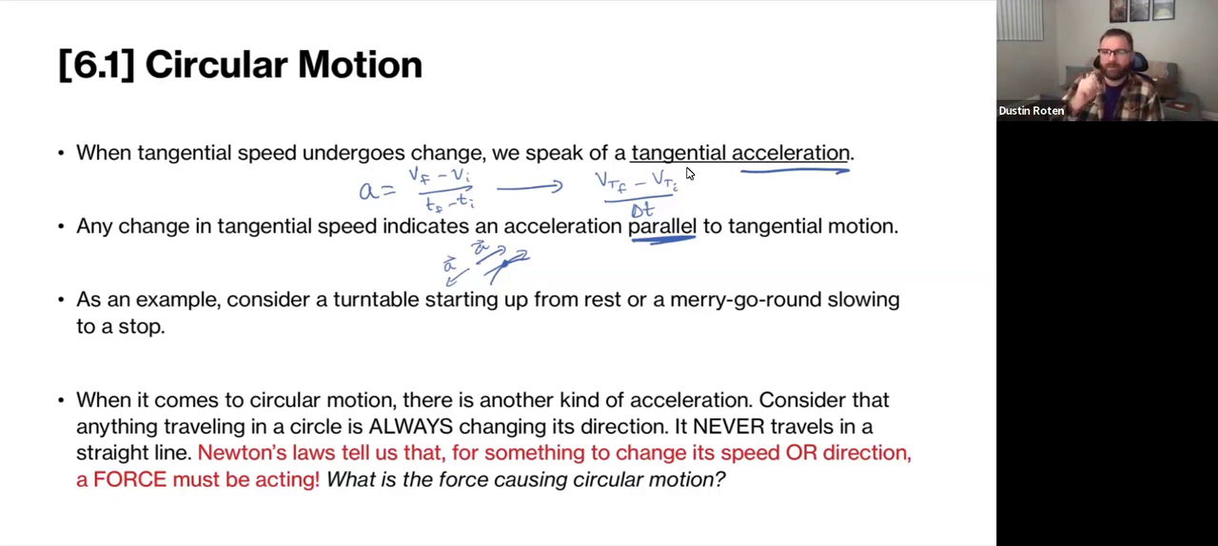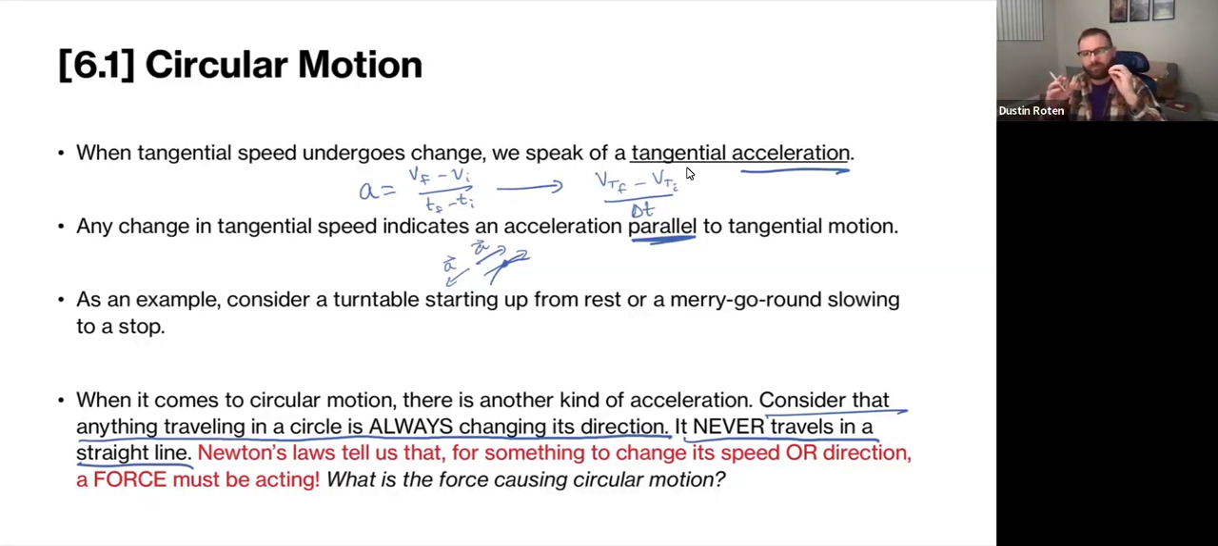There is one other kind of acceleration. So we're talking about how things are moving on the edge of these paths. But remember that anything moving in a circular path is always changing its direction. It always has to turn into the circle or into the circular path. It never travels in a straight line. As soon as it travels in a straight line for any distance, you don't have a circle anymore. You don't have a circular path.